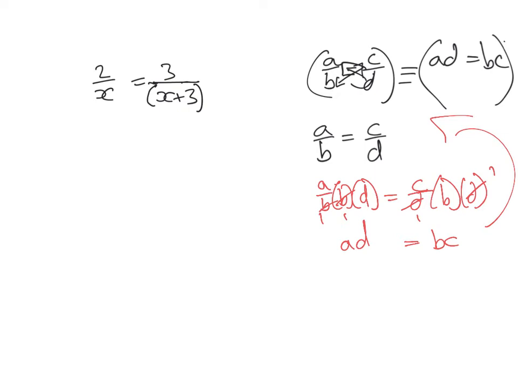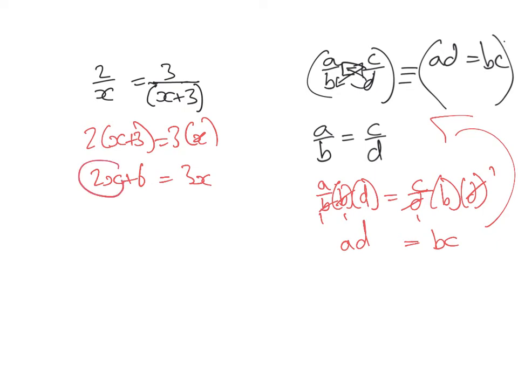Okay, so in this, we can cross-multiply. So we can go 2 times x plus 3 equals 3x. Multiply out, 2x plus 6 equals 3x. We're going to move the smaller x. That's the smaller x. So now I'm going to talk about moving across an equal sign.